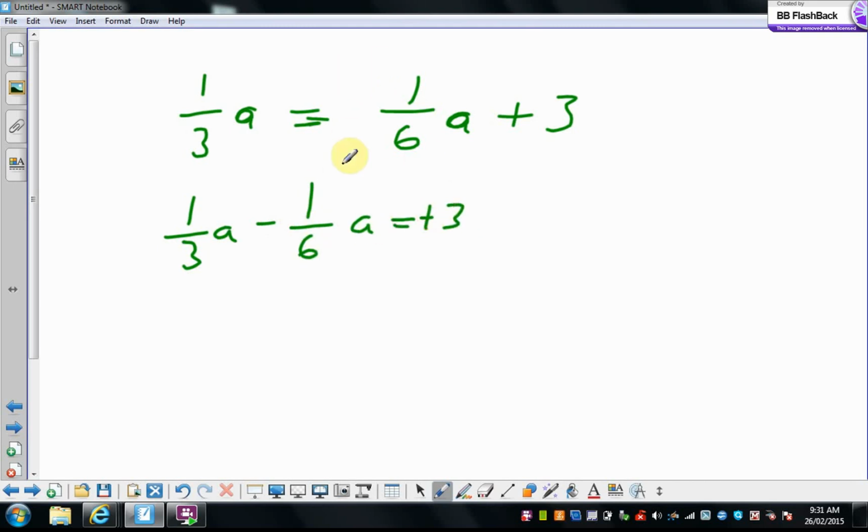Okay, so my equal sign stays there. I'm going to bring this guy over. It's adding to the 3 on this side, so when I bring it across, it's subtracting. So 1/3 a subtract 1/6 a is equal to plus 3. But I have all these fractions here.